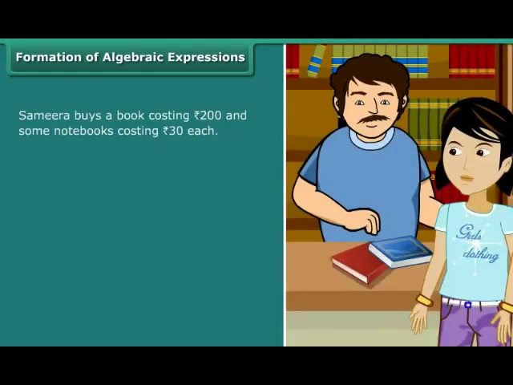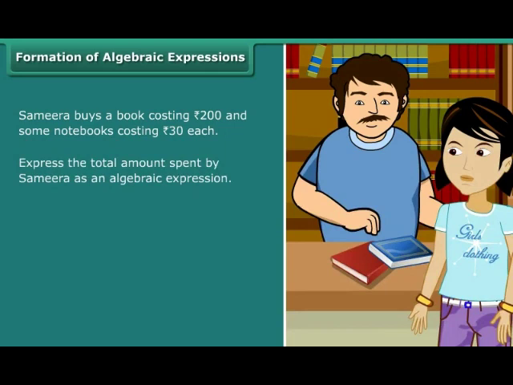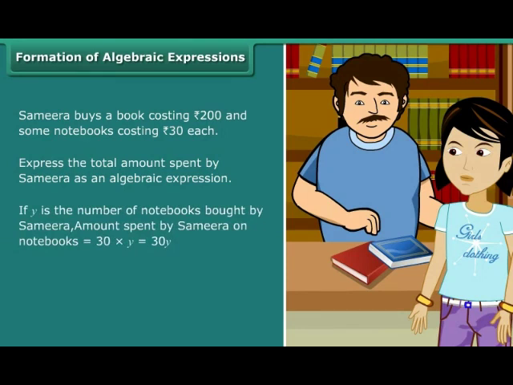Samira buys a book costing 200 rupees and some notebooks costing 30 rupees each. Express the total amount spent by Samira as an algebraic expression. If y is the number of notebooks bought by Samira, amount spent by Samira on notebooks is equal to 30 into y is equal to 30y. Total amount spent by Samira on book and notebooks is equal to 30y plus 200.